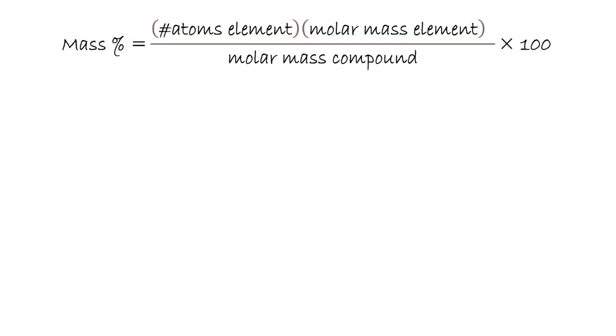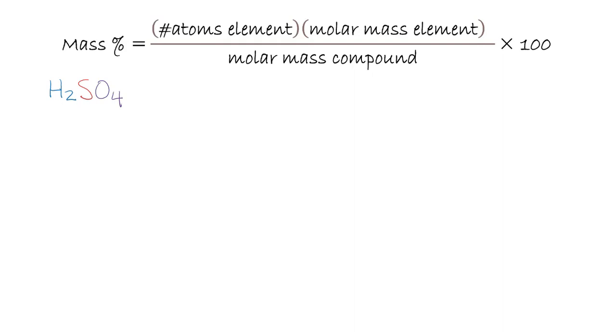You do, however, need to make sure that the result has units of percent and that you have included both the element of interest and the compound in your final answer. So let's work an example. Let's determine the mass percent of each element in sulfuric acid, H2SO4.